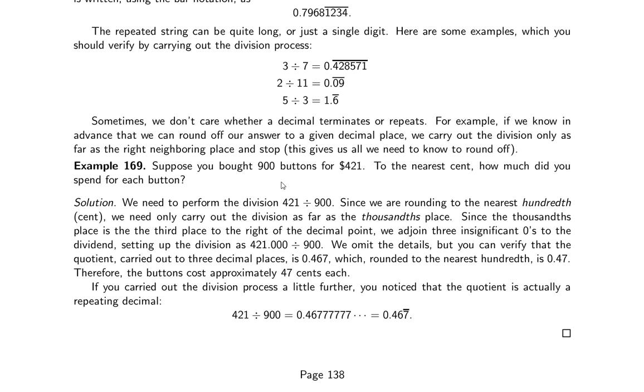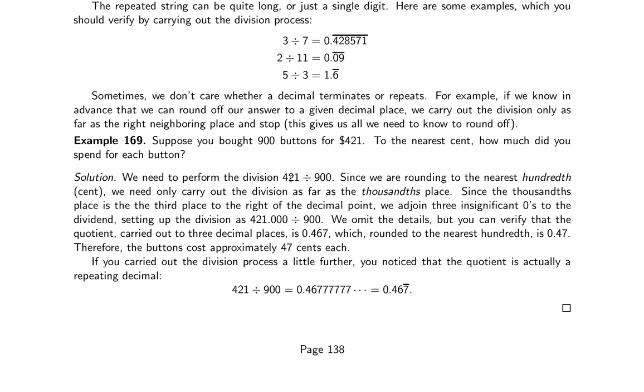Okay, here's a word problem. Suppose you bought 900 buttons for $421. To the nearest cent, how much did you spend for each button? Yeah, to the nearest cent, so this is a rounding type question. And so here's the division. So it's 421 divided by 900.